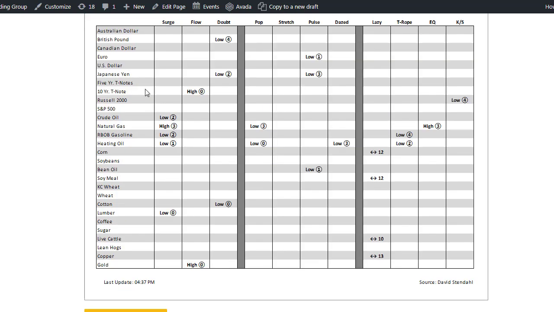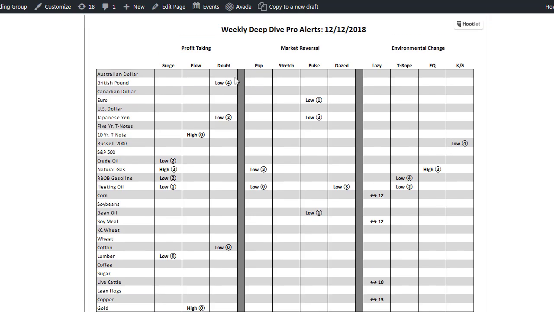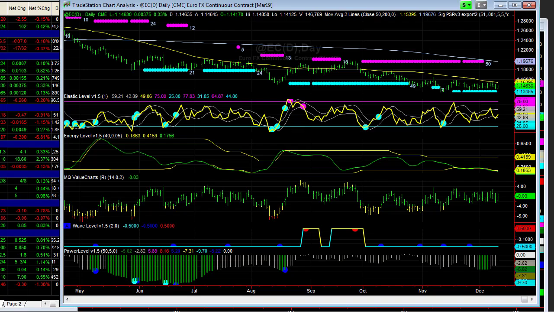Looking at the euro here, based on the pro alerts, the euro just put in a pulse low. It's a kind of midterm reversal indicator. It's not the strongest. Pop and stretch are definitely the stronger alerts, but nonetheless we did have a pulse low trigger yesterday, and it's giving me an early warning signal that the market might start to do something. So let's take a look at the market.